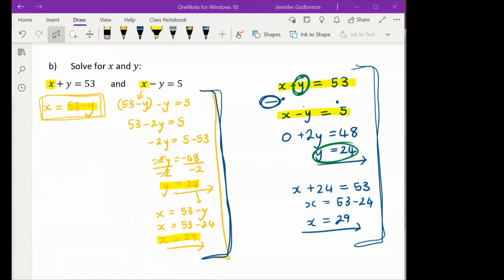I want to ask on the elimination method, why did you minus? Why did you use subtraction? I'm wanting to get rid of one of my variables. So I wanted, in this case, to get rid of my x's. So I said x minus x is going to give me 0. So your goal in the elimination method is to get rid of one of your variables. That's why I minused. Okay, ma'am.